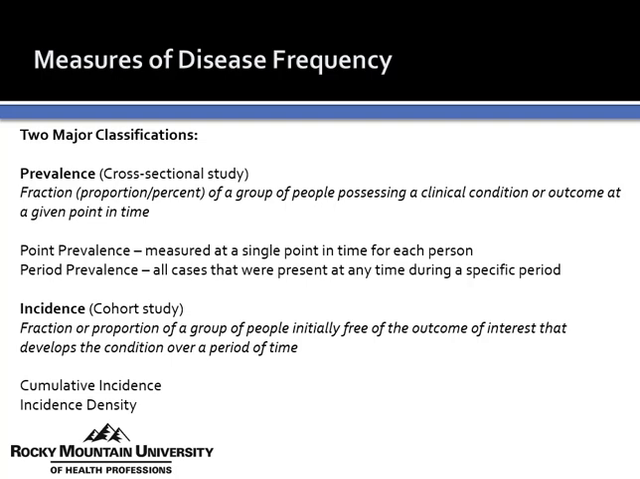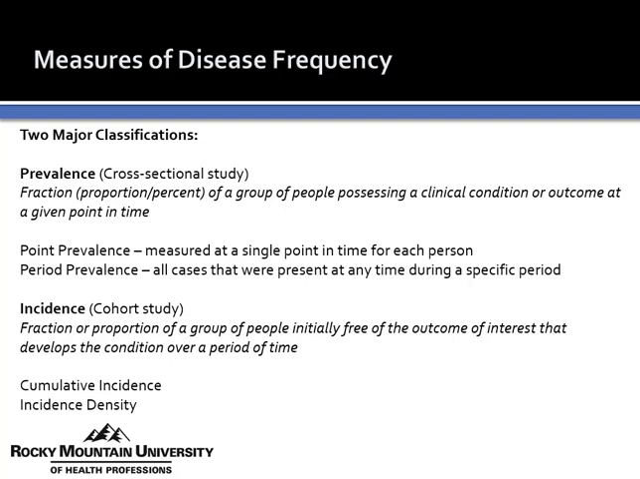There are two major classifications that we said before, prevalence and incidence. Prevalence types of studies are also known as cross-sectional studies. So a fraction or a proportion or a percentage of a group of people possessing a clinical condition or outcome at a given point in time. That's what we're talking about with prevalence. We're trying to figure out that percentage.